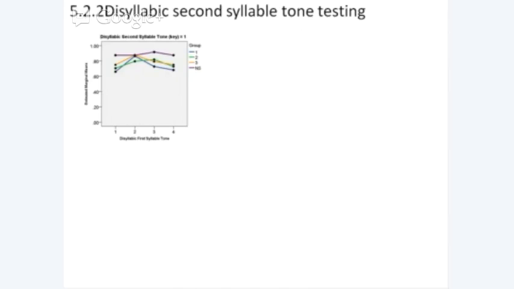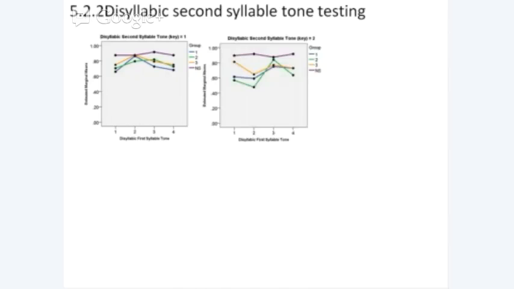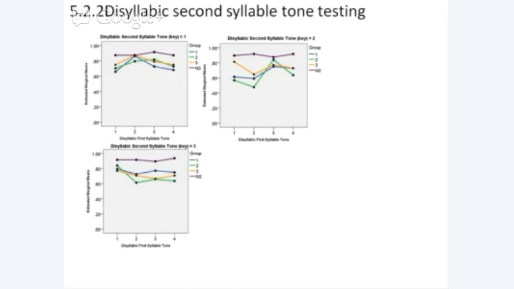So preceded like this, four tone. So we can see that it's okay, right? The accuracy rate is pretty high. And then that's when the low high tone appears at the disyllabic second syllable, you can see that when the combination is low high tone and low high tone, it is really low, and low tone and low high tone is comparatively high.